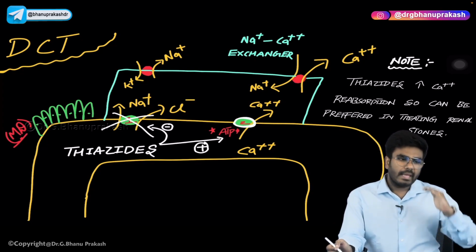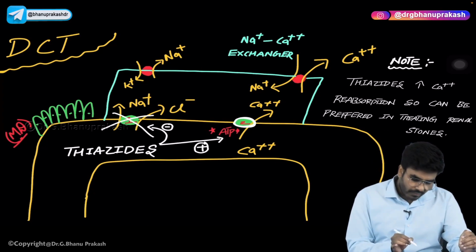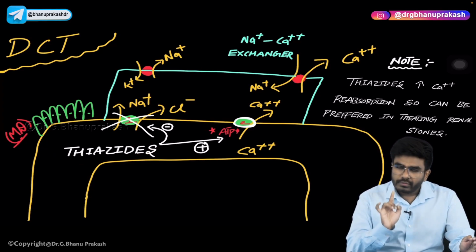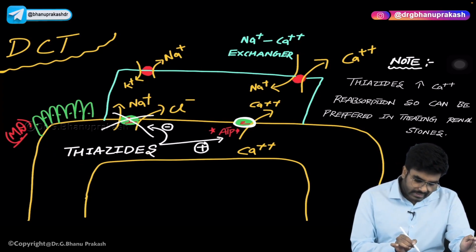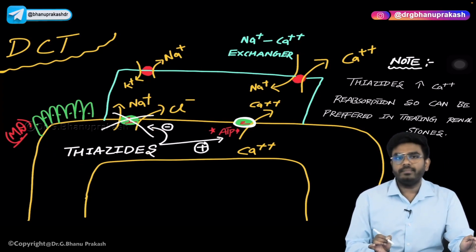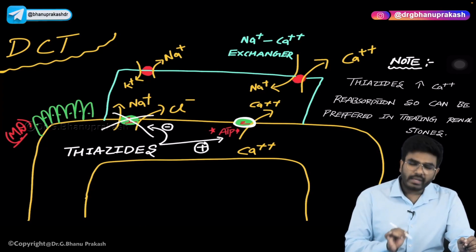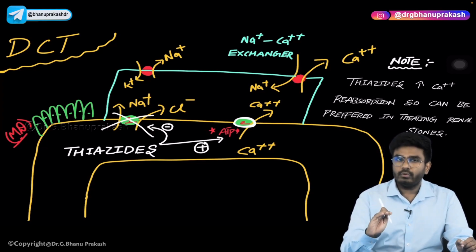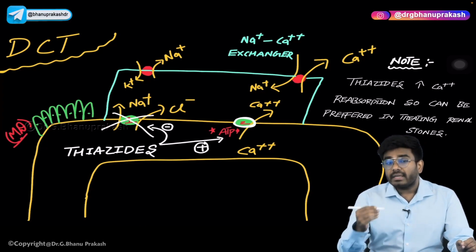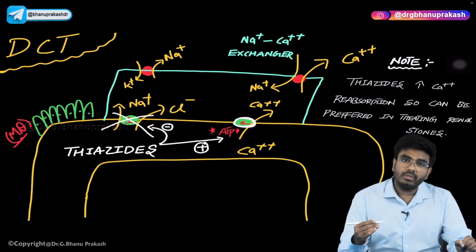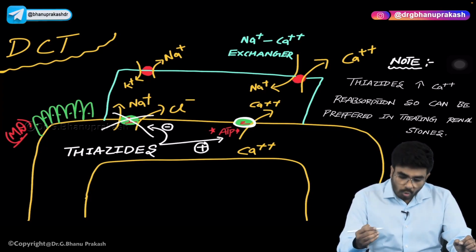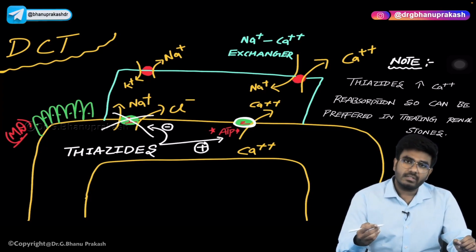Now what's happening? Let's put it one by one. First, what have we done? We have used the thiazide diuretics. Whenever we use the thiazide diuretics, they will block the sodium chloride importer. Now intracellular sodium levels are going to get decreased. When intracellular sodium levels start to decrease, is that good? Definitely not. So who should work more to increase the intracellular sodium levels?